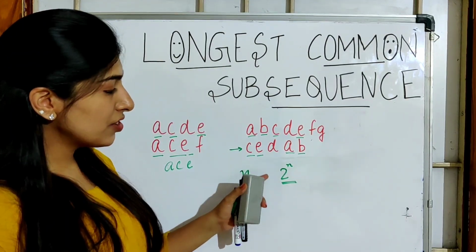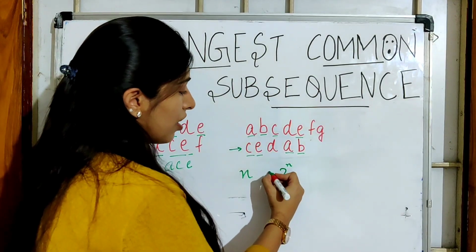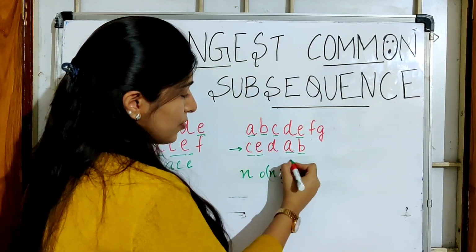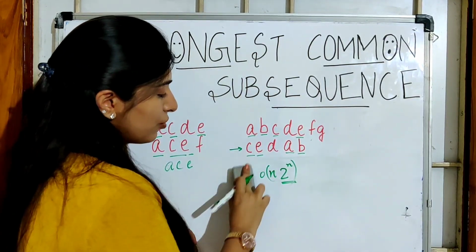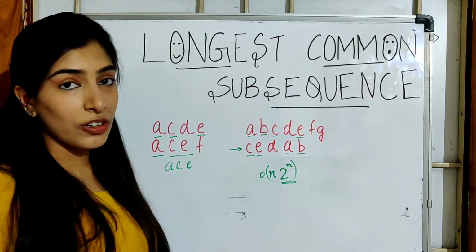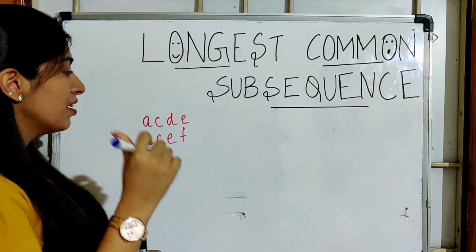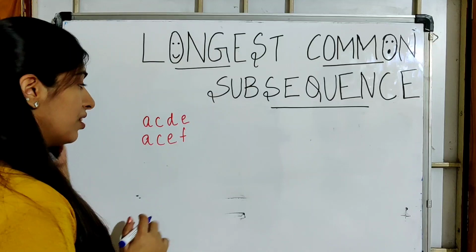Now we will have to check in the other string whether these subsequences are there or not. So our brute-force approach will be order of n into 2 power n. This is an exponential approach, so it is not at all efficient. I'll be using this example to come up with our approach. So let's see this string properly.